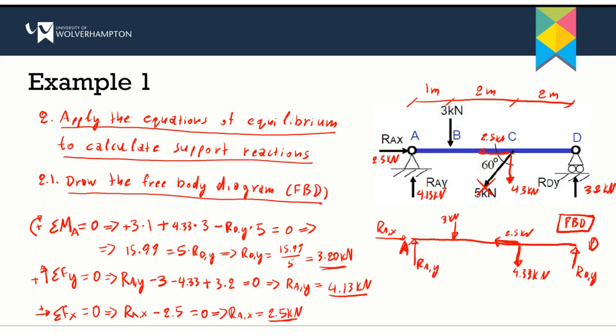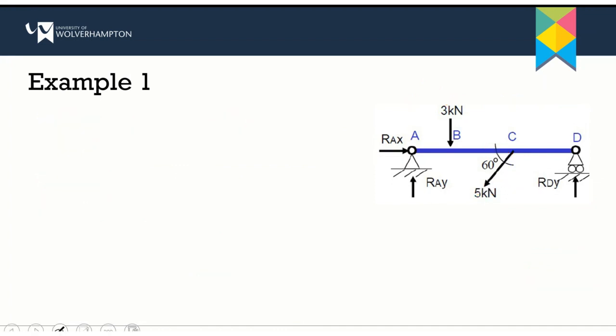Okay, very good. So until now, we have just calculated the support reactions, which is what we did in the previous lecture as well. Now, what we need to do is continue that in order to calculate the internal forces at various points. But then a question comes to mind.